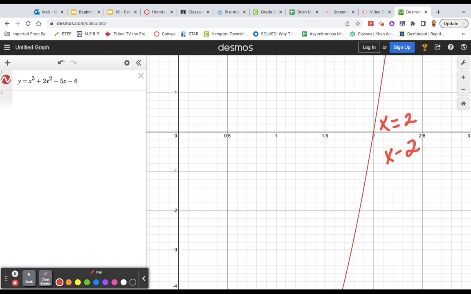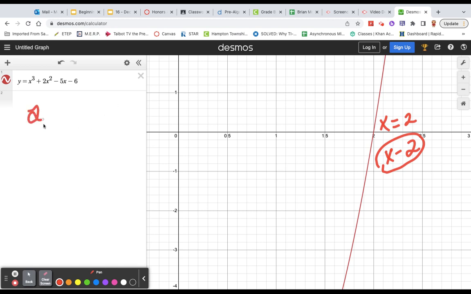Now, diving right into a factorization of x cubed plus 2x squared minus 5x minus 6 might be a little bit tricky. But if we know that this binomial is part of the factorization of that polynomial, we can do a little bit of synthetic division to break the polynomial down first and then look to see if we can find any future factorizations from there.